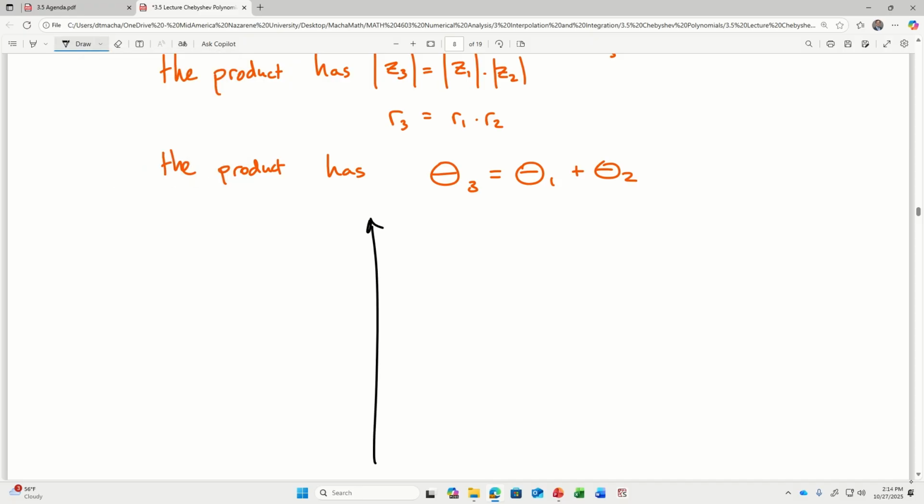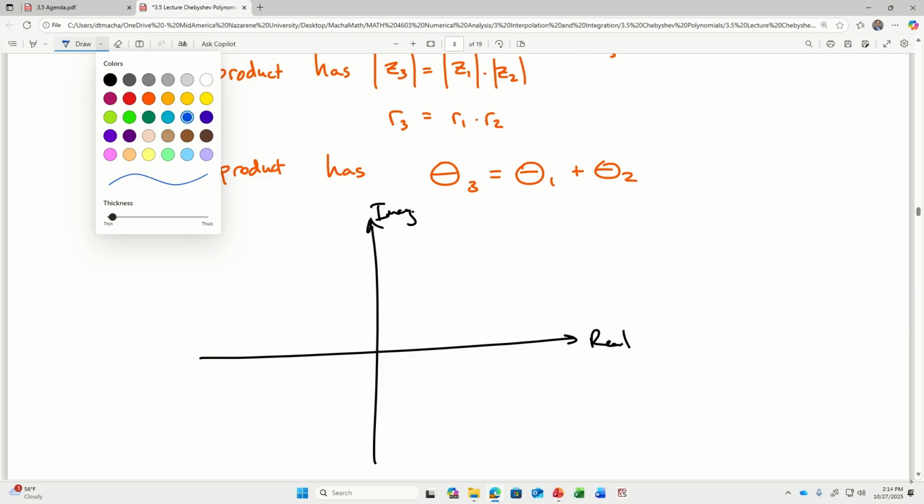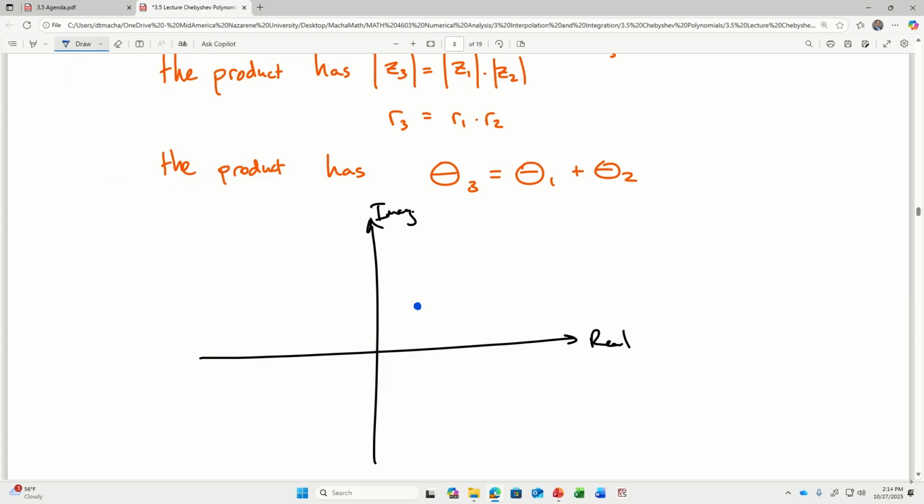Here's my complex plane with the real and imaginary axes. And let's say here's a point with an absolute value of 1 and a theta of pi over 4, let's say. Here's another point with an absolute value of 2 and a theta of pi. So this is just the number -2.